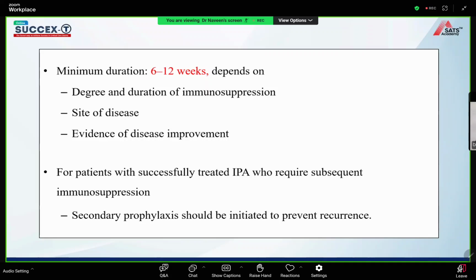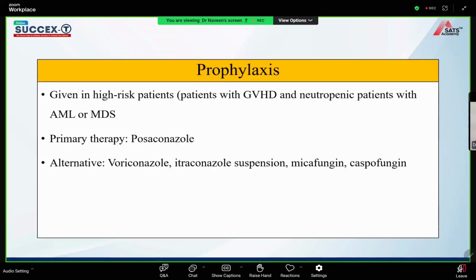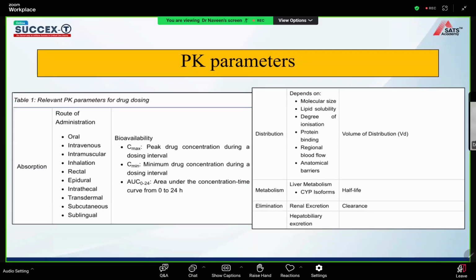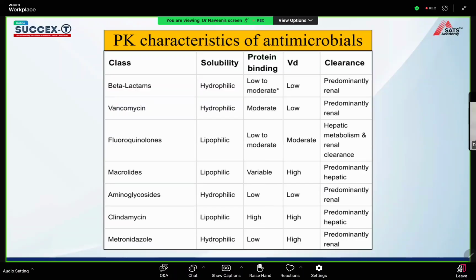You can use secondary prophylaxis of invasive pulmonary aspergillosis whenever the patient already has had IPA with subsequent immunosuppression. The prophylaxis is usually posaconazole and voriconazole. And a very short note on PKPD. These are all basic stuff which I am not going to deal with.